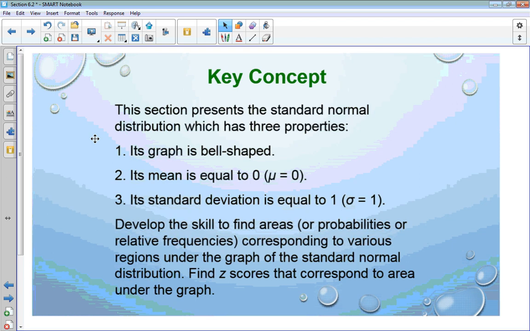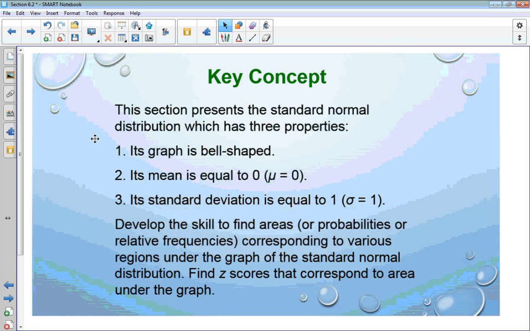One is that its graph is bell-shaped, and we've all heard of the normal curve, the bell shape, all over the place. Its mean is always equal to 0. That means the mean is going to be in the center. You'll see this symbol, the Greek mu, meaning the mean of the population, is equal to 0. The standard deviation is always equal to 1.